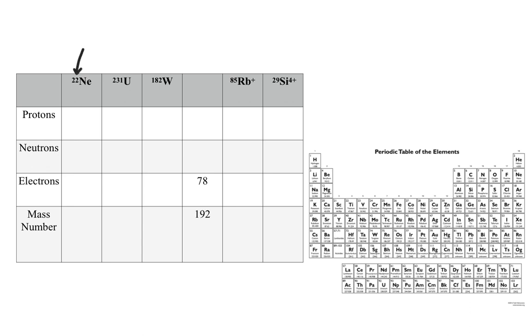This number right here, that's the mass number. So we're just going to write that down. The mass number is not the average atomic mass. It is the mass number, which is the sum of the protons plus neutrons.